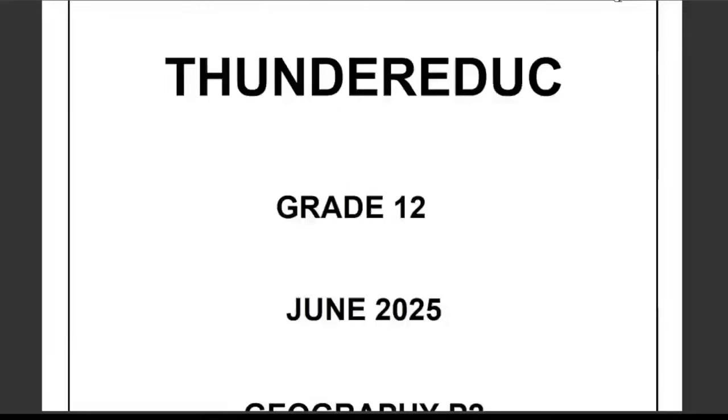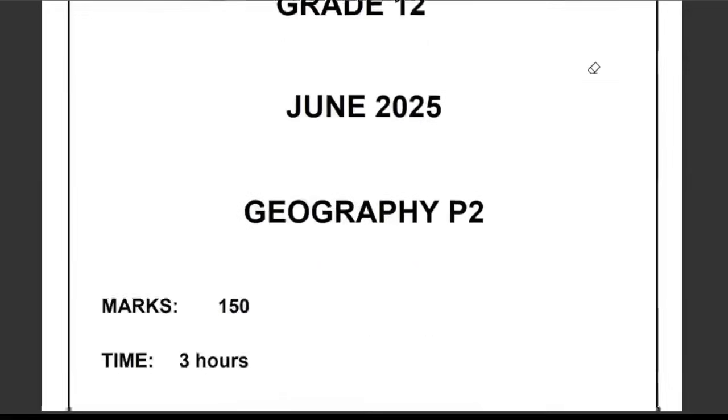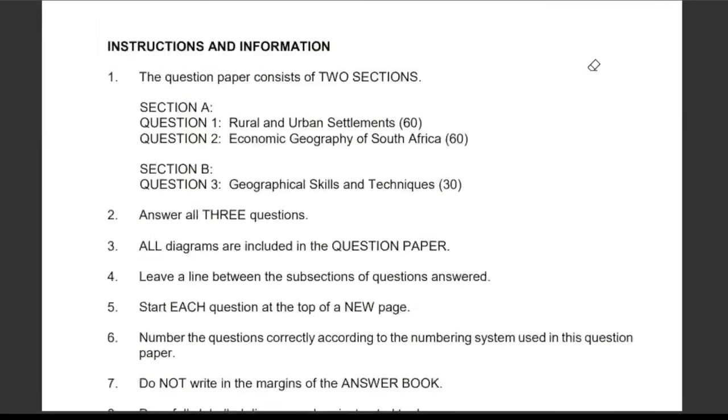Geography paper 2 comprises two sections. The first section, section A, is a theory section, which has two questions. The first question is rural and urban settlements, which is 6 marks. Then we have question number 2, economic geography of South Africa, 6 marks. And section B is geographical skills and techniques, which is our map work, for 30 marks.